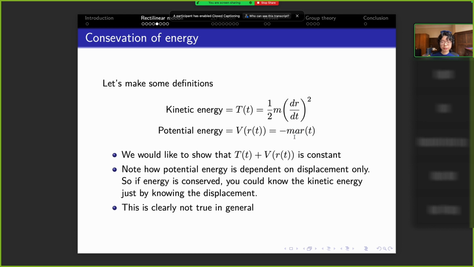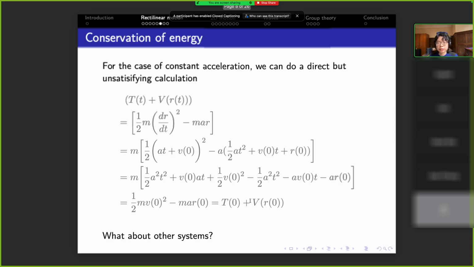And because acceleration, we're going to take that to be minus gravity here, we have an extra minus sign here. And this is going to be the potential energy. So this is definitely not true in general, right? This is only true when you are close to the surface of the Earth and you're only talking about gravitational force. So let's try to prove this.